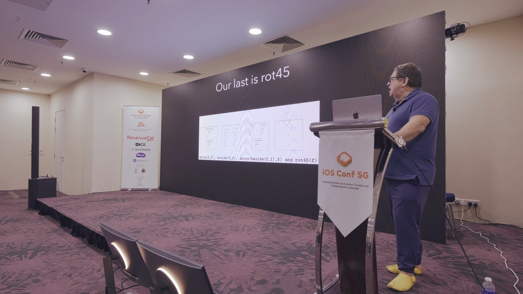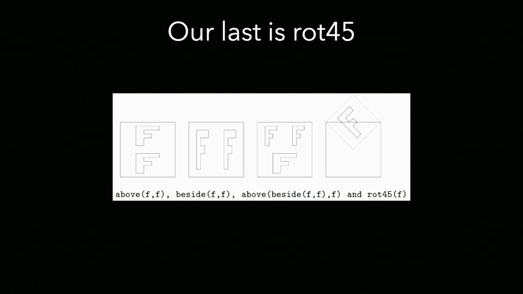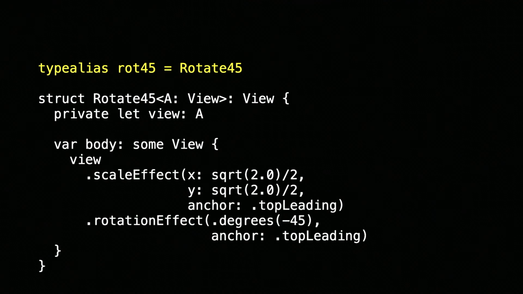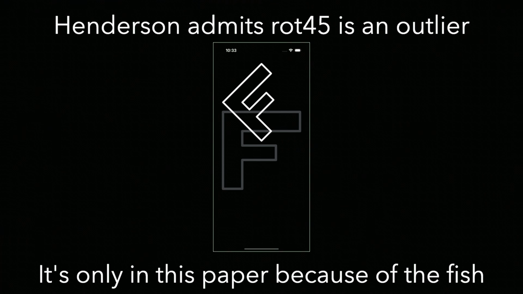Our last one is rotation 45. And man, this one looks different. Do you see how it even leaves its world? It's not even in its box anymore. And so it is rotated at 45 degrees. It has scaled it by root 2 over 2, and sometimes it leaves its happy little world. So rotation 45, I've drawn the original F so you can see what it did. That's kind of cool. Now Henderson says rotation 45 doesn't really belong here. It's only in this paper because I wanted to draw fish.